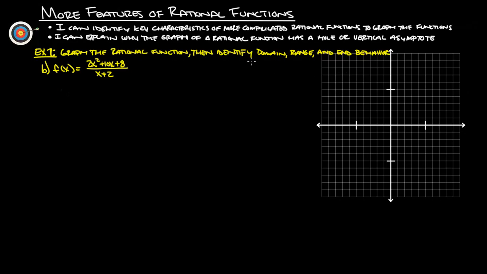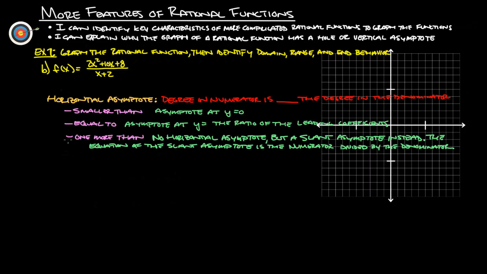Graph it, identify domain, range, and end behavior. So, now if you'll remember this here, the exponent on the top is bigger than the exponent on the bottom. So that means if the degree in the numerator is 1 more than the denominator, there's not a horizontal asymptote, but a slant asymptote instead. And the equation of the slant asymptote is the numerator divided by the denominator.